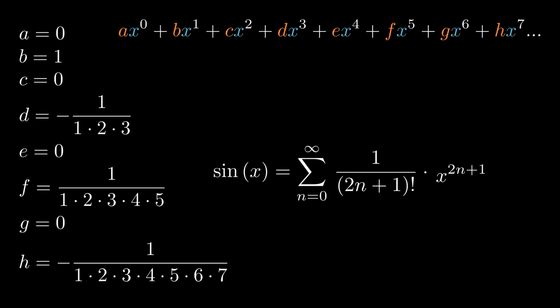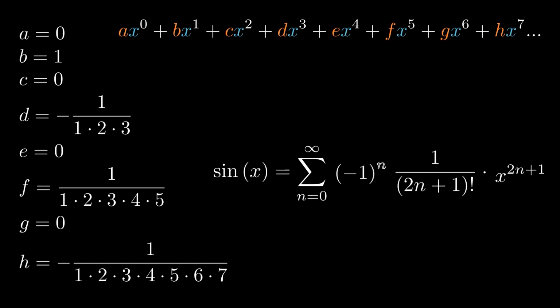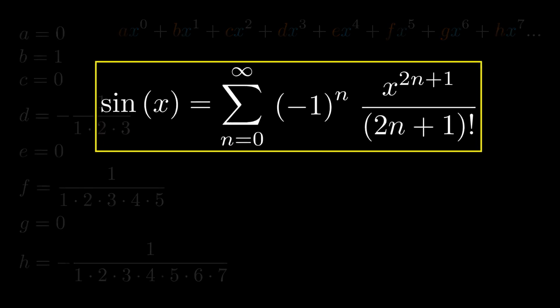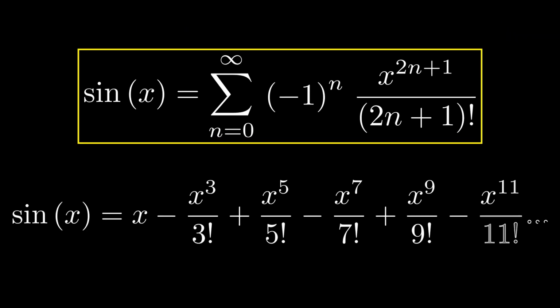And finally, to account for the alternations between positive and negative coefficients, we will multiply it by -1 to the nth power. This works because even values of n will always return a positive 1, while odd values of n will always return a negative 1. And just like that, we've done it. We've officially constructed an actual definition of the sine function, where you can apply this infinite sum to any input, and it will output the sine value of that input.